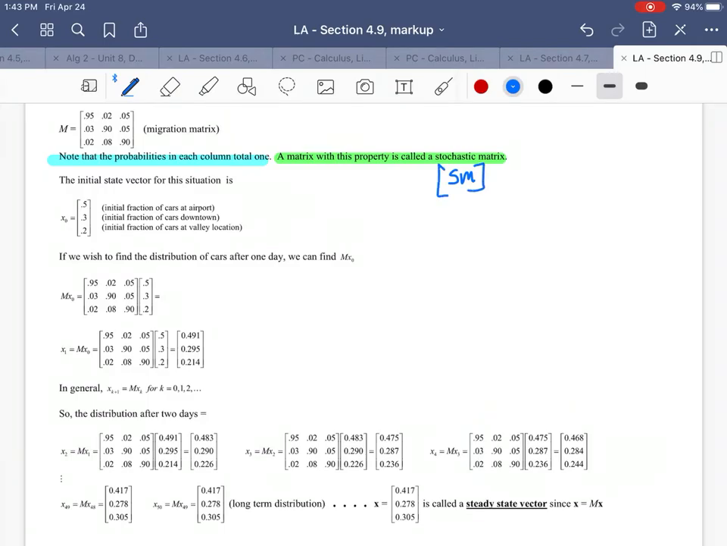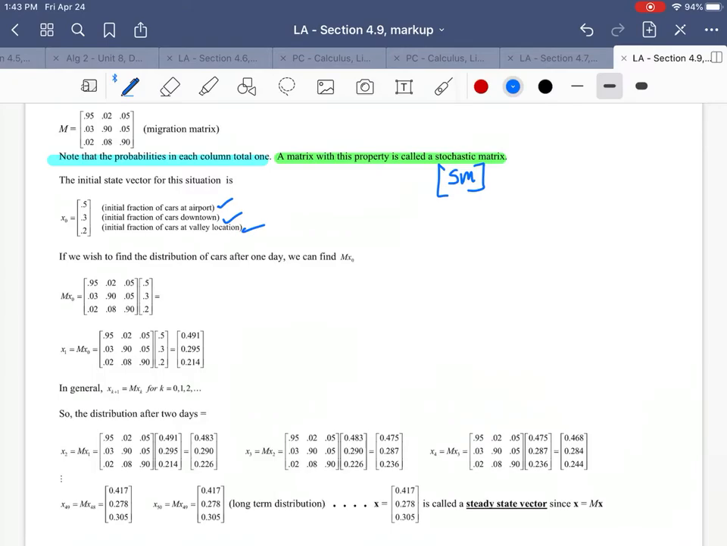Here's our initial state vector for this problem. Initially we're going to start the week with 50% of our cars at the airport, 30% at the downtown location, and 20% at the valley location. We want to know where the cars are going to be, where can I expect the cars to end up, and how many workers maybe I should deploy to each place given this information. All these numbers are based on past history and things like that.